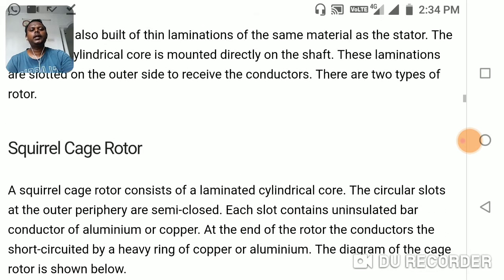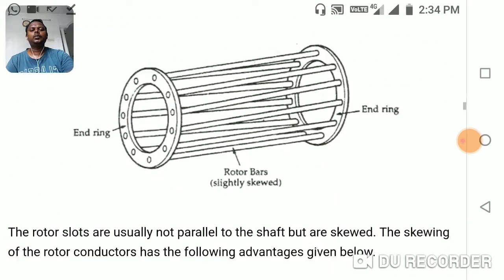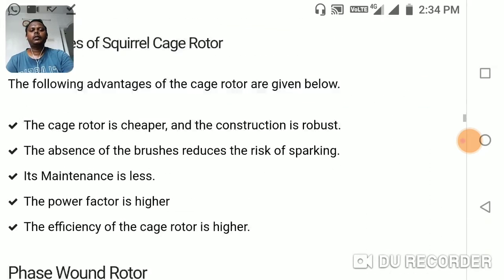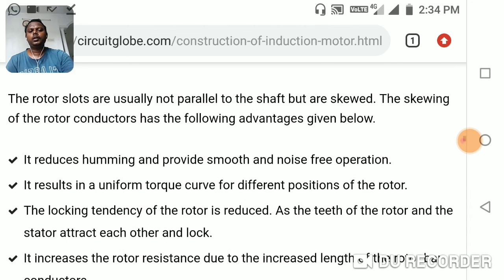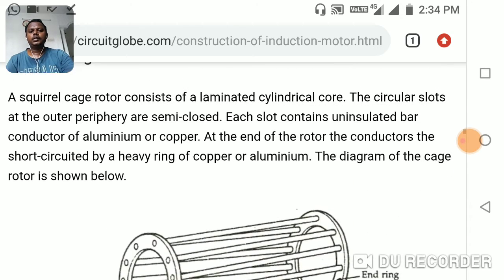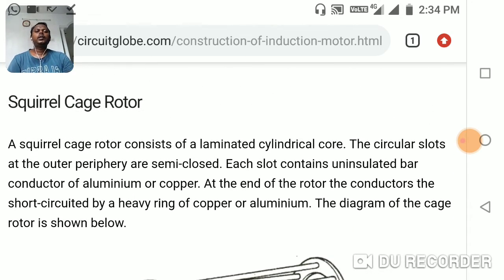There are two types of rotor. One is the squirrel cage rotor and the other one is the phase wound rotor. The phase wound rotor is also called a slip ring rotor. Now we are going to see the construction of the squirrel cage rotor. A squirrel cage rotor consists of a laminated cylindrical core. The circular slots at the outer periphery are semi-closed.